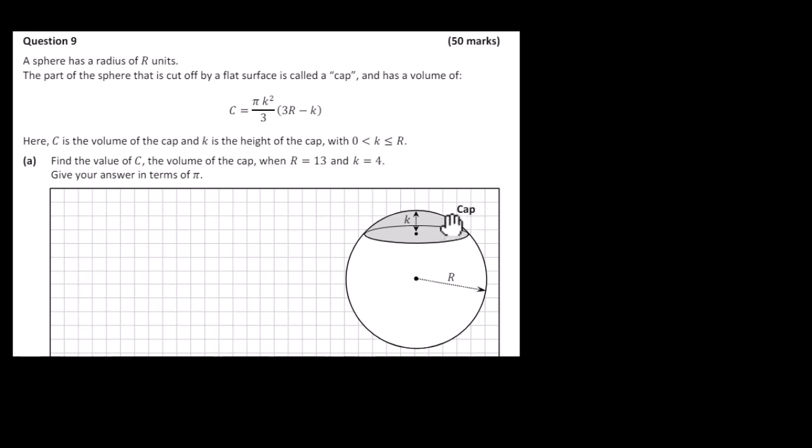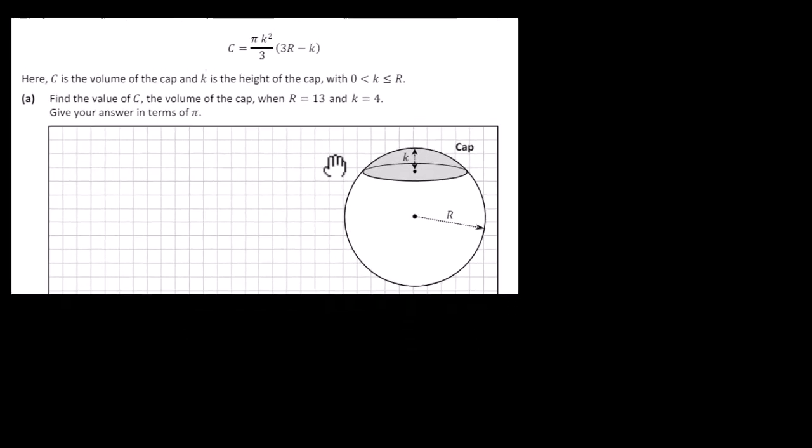Here c is the volume of the cap, k is the height of the cap, where k is between 0 and r. Find the value of c, the volume of the cap, when r is 13 and k is 4. Give your answer in terms of pi. Okay, so this is just straightforward. We just write down the formula, stick in the numbers that were given, and that should get us there.